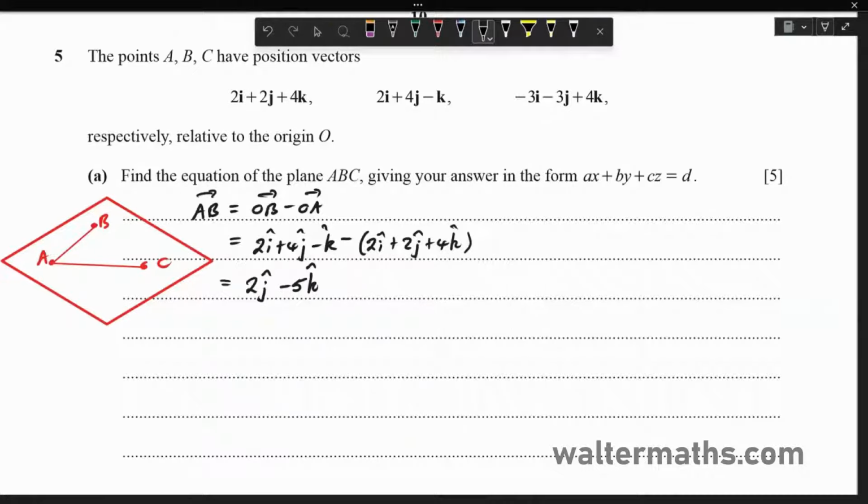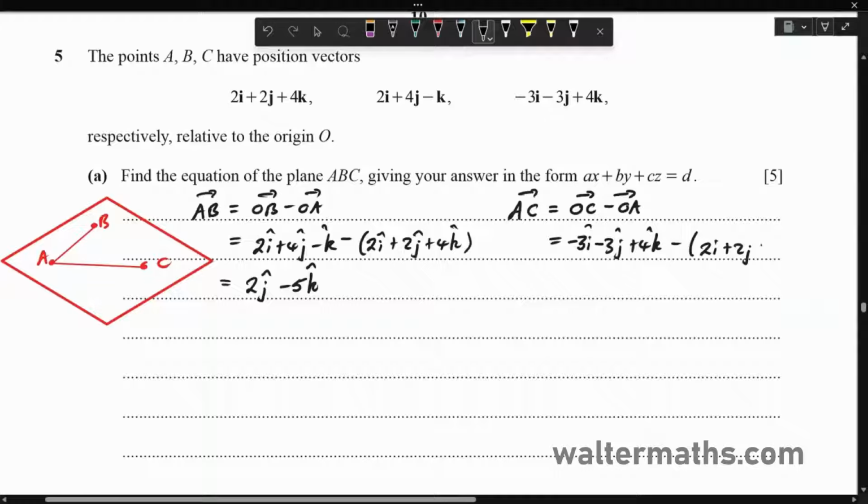Next, we want to find the vector AC. To find AC, that's OC minus OA. OC is minus 3i minus 3j plus 4k, minus OA, which is 2i plus 2j plus 4k. That gives us minus 5i minus 5j, and 4k minus 4k is 0. So it's just minus 5i minus 5j.